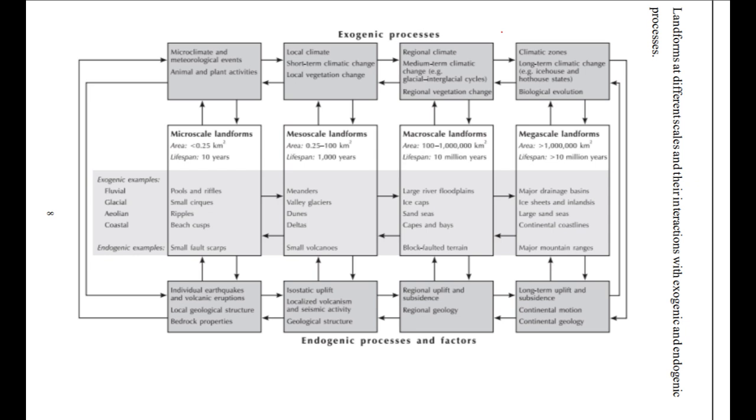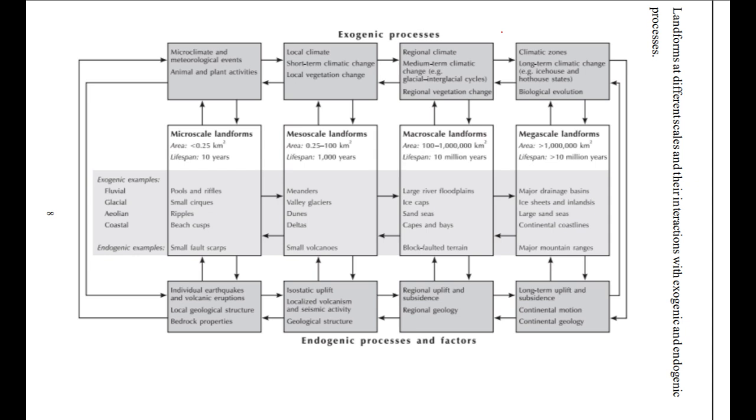Impact on landforms. Exogenic processes shape landforms through processes like fluvial processes: formation of rivers, valleys, and floodplains. Glacial processes: formation of cirques, moraines, and U-shaped valleys. Aeolian processes: creation of dunes and loess deposits. Coastal processes: formation of beaches, cliffs, and deltas.